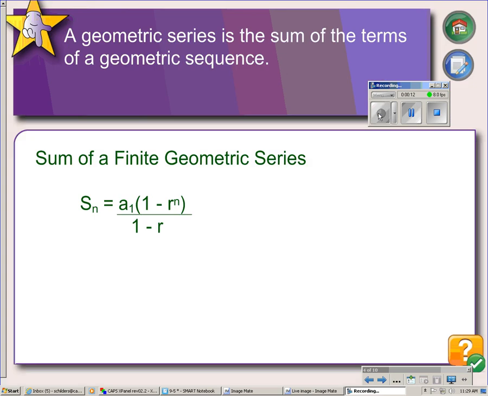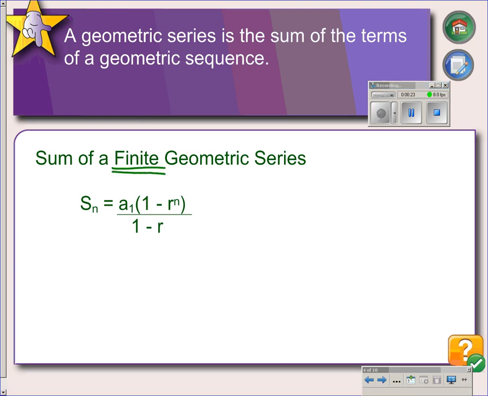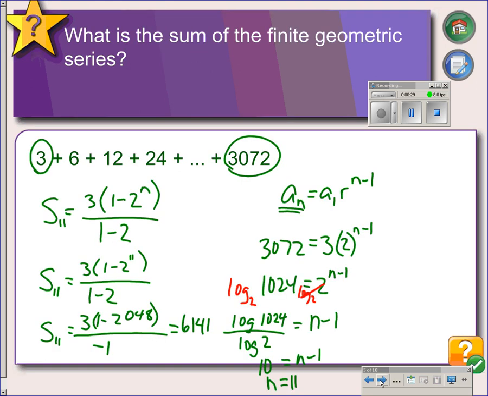So this was our formula to find the sum of a geometric series, but it wasn't just any geometric series, it's only a finite geometric series. So if you have a finite geometric series, you can find its sum using this formula. Then we had this example, and in this example, this is a finite geometric series because we had a first term of 3 and a last term of 3072.